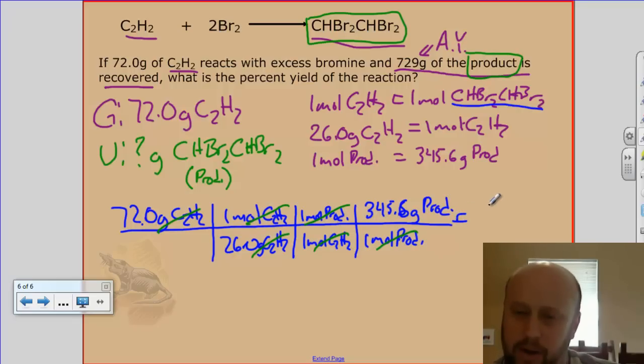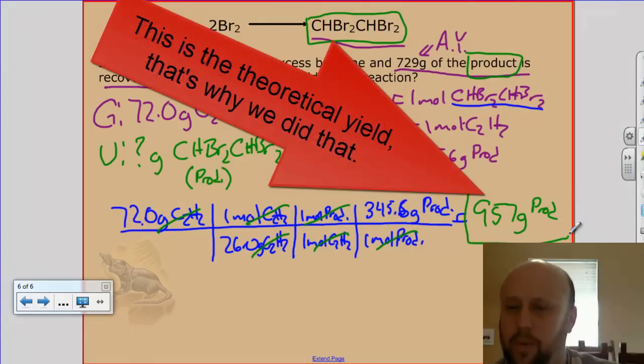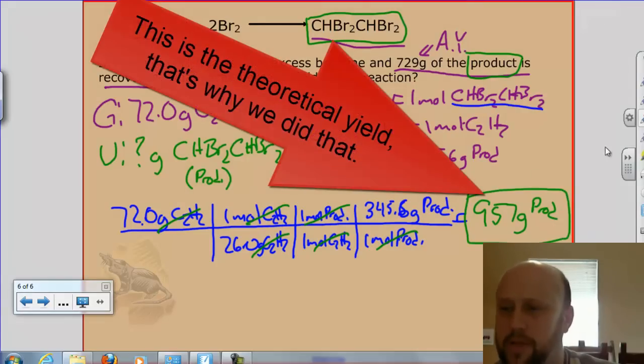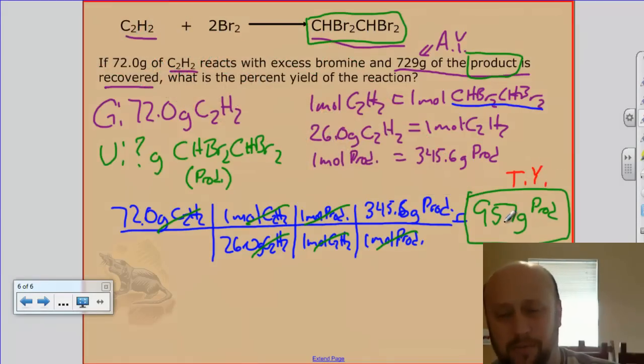Anyway, when I calculate all that, when I round it to sig figs, I get 957 grams of the product. Now, what is that? What does that represent? Okay, that is my theoretical yield. It's not my final answer. It's not my percent yield, but it's my theoretical.